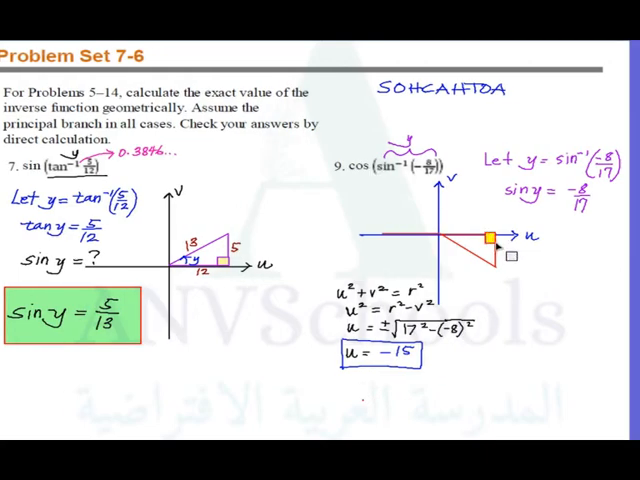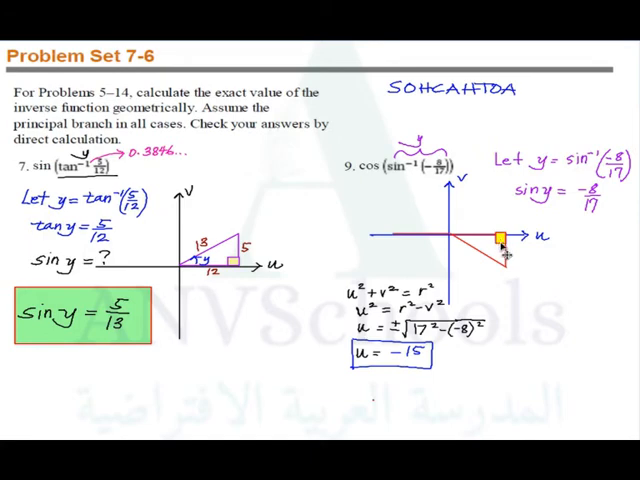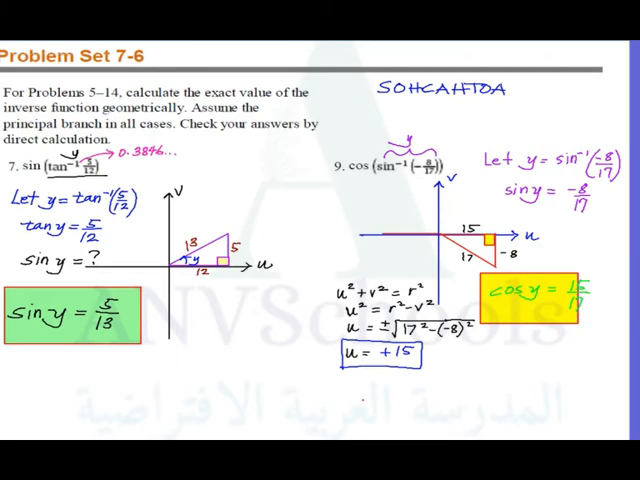So in other words, we have to choose the positive instead because it's on quadrant 4. So in this case, again, this is equal to -8, this is 17, and this must be 15. So since our sine y is -8 over 17, we're actually looking for a cosine of y, which is equal to 15 over 17. And that's the answer for this problem.